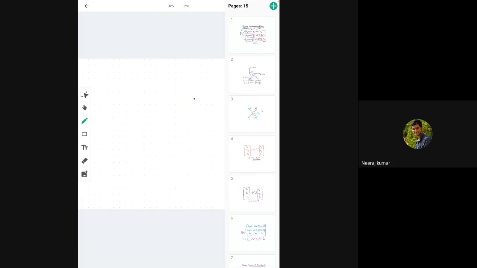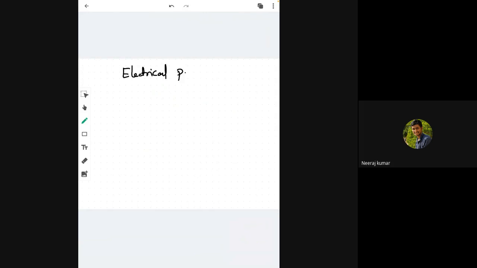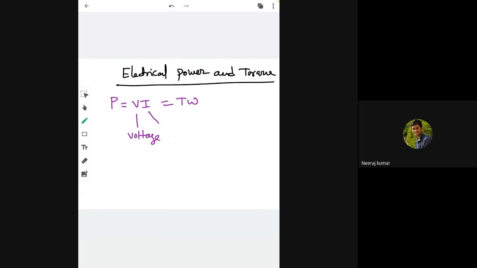Now let me explain the relation between electrical power and torque. In general, P is equal to V into I in electrical terms, isn't it? And T into omega in mechanical terms. In the electrical terms, V is the voltage, I is the current. So you can have cos theta equal to 1 for unity power factor. Let us have that.